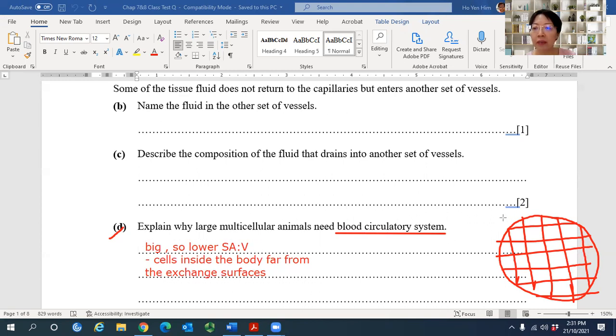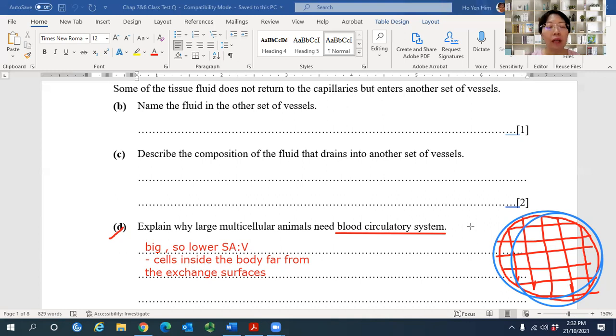I hope I can draw it nicely, but I don't know whether I can or not. This external layer. So many cells are far from exchange surfaces. Exchange surfaces is where you can get the oxygen that you want, get the nutrients that you want, and also remove the waste. This is called exchange surfaces: exchange between the external and internal environment.